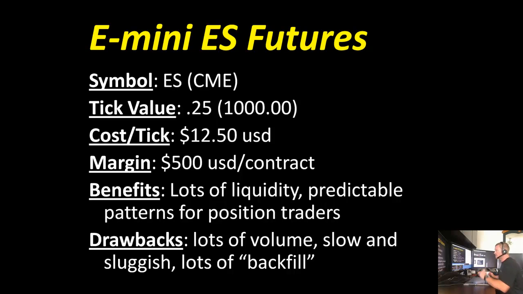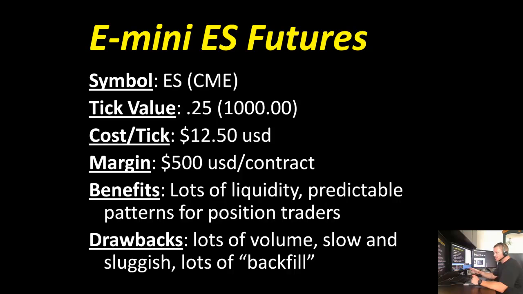Symbol is the ES. The tick value is a quarter point increment. Okay, so 0.25. You'll see it listed as 1,000.25, 1,000.50, 1,000.75, right? 1,001.0, so on and so forth. Cost per tick is $12.50 USD per tick. It's going to require $500 USD per contract for margin.